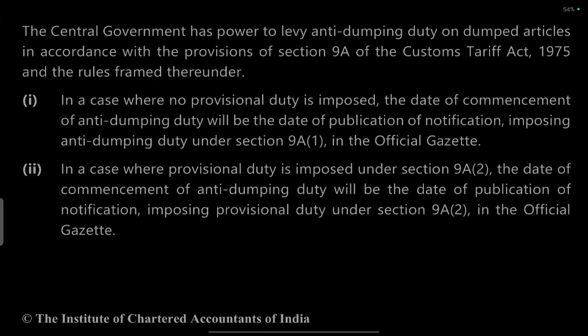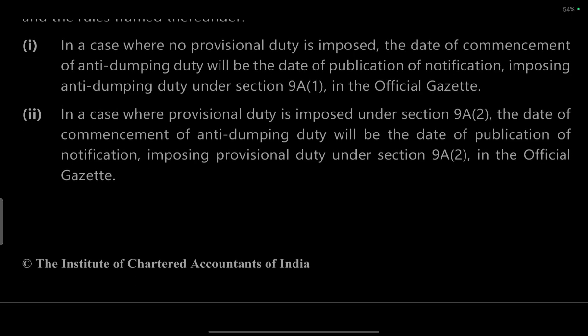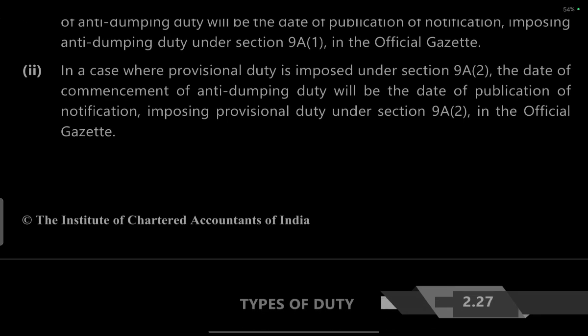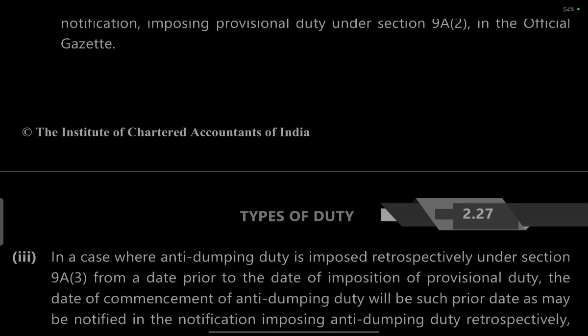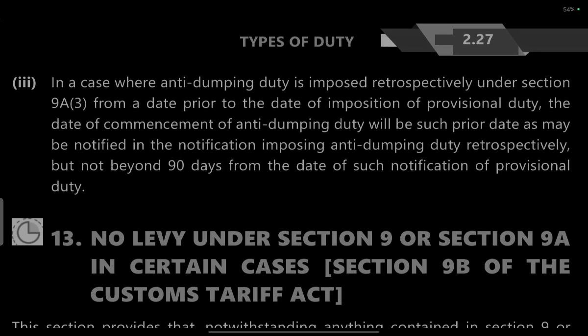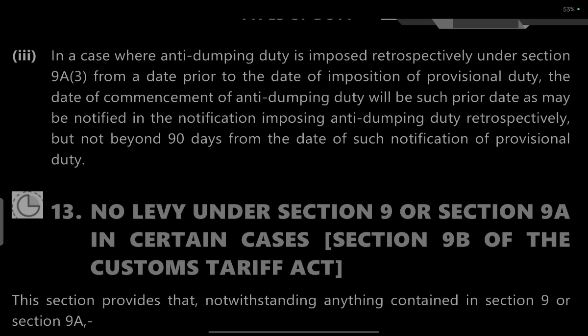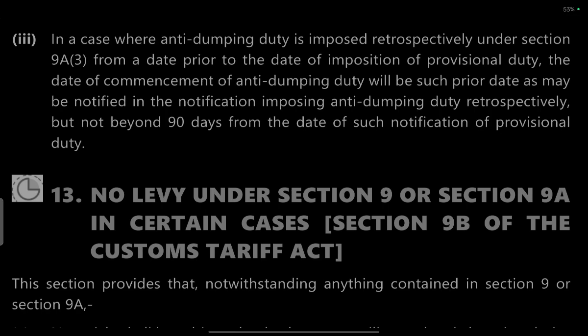In the case where no provisional duty is imposed, the date of commencement of anti-dumping duty will be the date of publication of the notification imposing anti-dumping duty under Section 9A in the official gazette. In the case where provisional duty is imposed under Section 9(2)(a), the date of commencement of anti-dumping duty will be the date of notification and imposition under Section 9(2)(a) in the official gazette. In the case where anti-dumping duty is imposed retrospectively under Section 9(a)(3), for the period up to the date of imposition of provisional duty, the commencement of anti-dumping duty will be such prior date as may be notified in the notification imposing anti-dumping duty retrospectively, and not beyond 90 days from the date of such notification of the provisional duty.